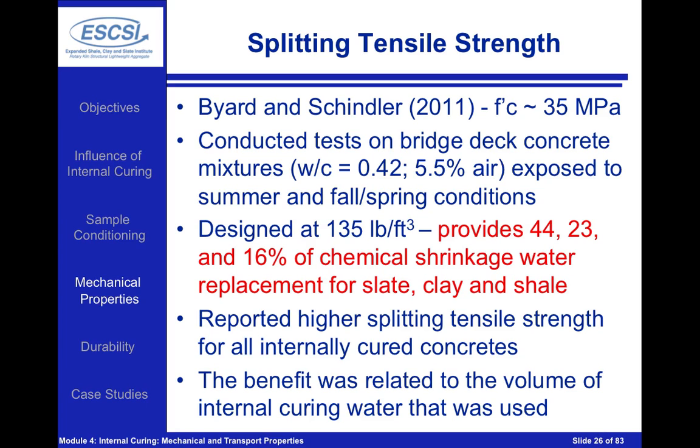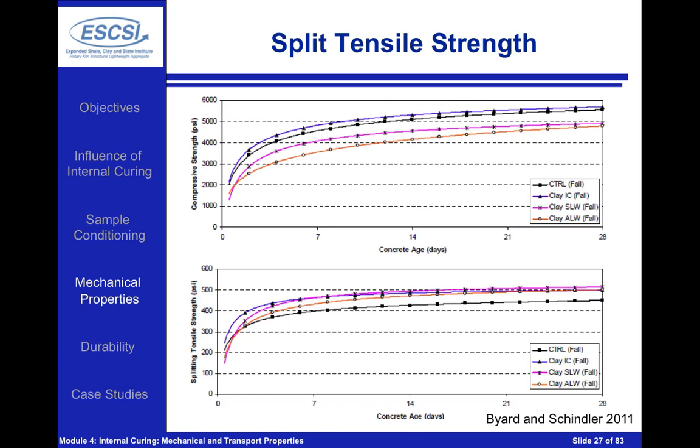Similar issues have been observed by some work at Auburn, where Bird and Schindler have looked at a concrete that has a compressive strength of about 35 MPa. This is a typical bridge deck concrete. What I'm going to mention here is they designed these internally cured concretes to have a specific density of about 135 pounds per cubic foot. And what they saw in all of these cases were higher split tensile strengths for the internally cured concrete than the conventional concrete. And the whole idea here is really related to the internal curing water. It's going to be benefiting the hydration of the system, increasing the overall strength.